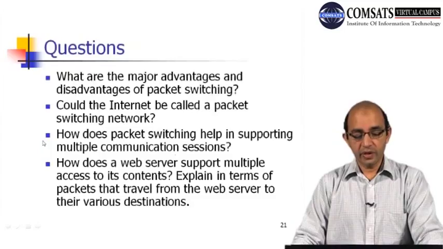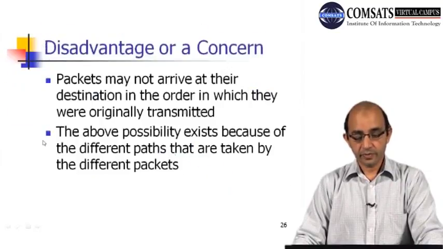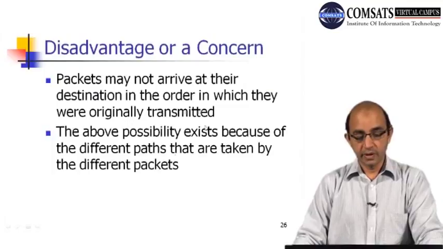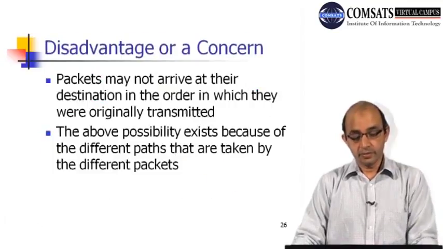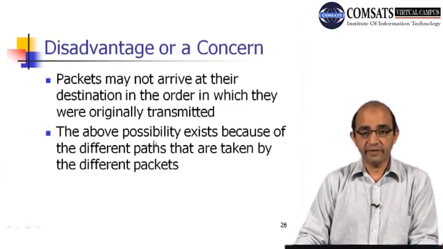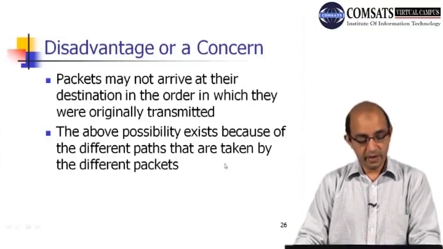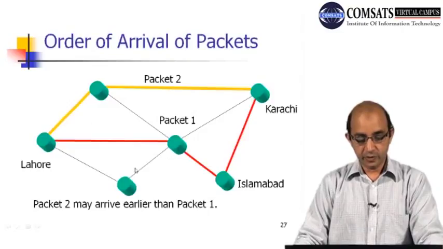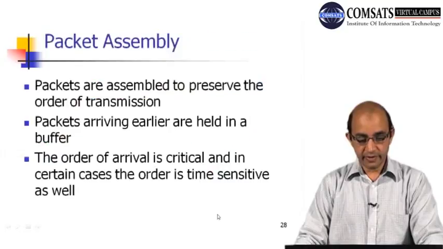So this is one of the disadvantages, that the packets may arrive in a different order. The possibility of arrival of packets in a different order than they were transmitted exists because of the different paths taken by different packets. Here packet 2 may arrive earlier than packet 1.